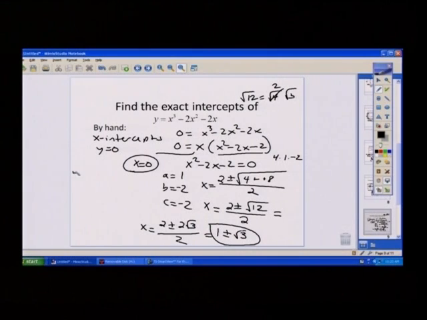For my y-intercept, my x is 0, so y is equal to 0 cubed minus 2 times 0 squared minus 2 times 0, which is 0. And if you remember the graph, it did cross at the origin, which was (0, 0). So we have 3 x-intercepts, 1 y-intercept.